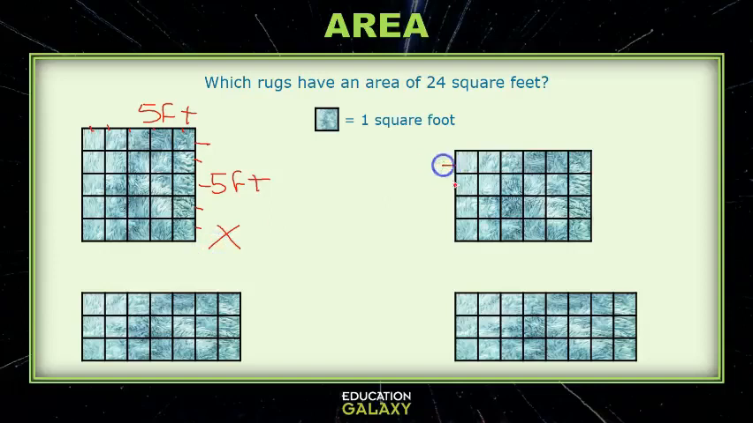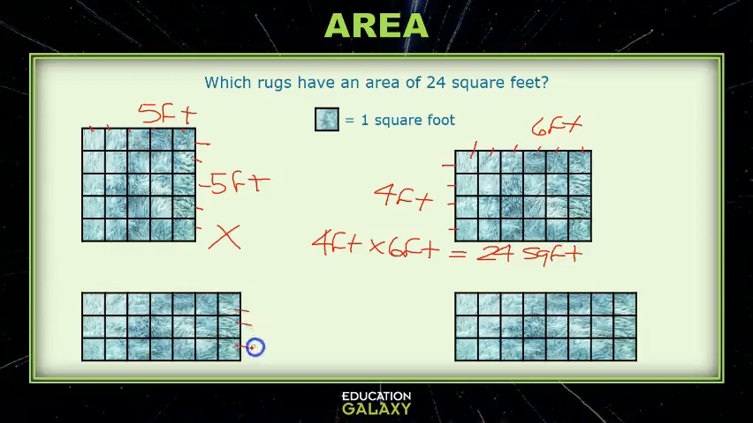Let's look at this other one, 1, 2, 3, 4 feet, and then 1, 2, 3, 4, 5, 6 feet. Well, this is looking more correct, right? Because 4 feet times 6 feet is 24 square feet. So this one matches.